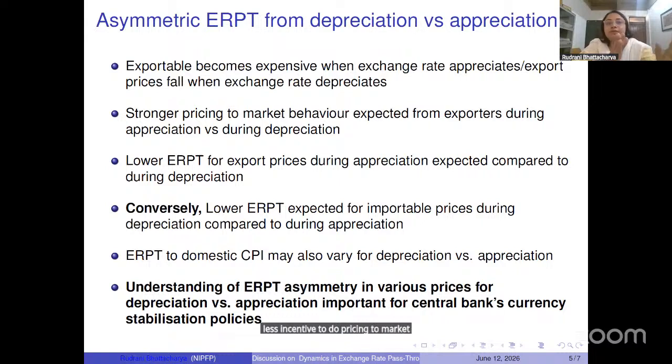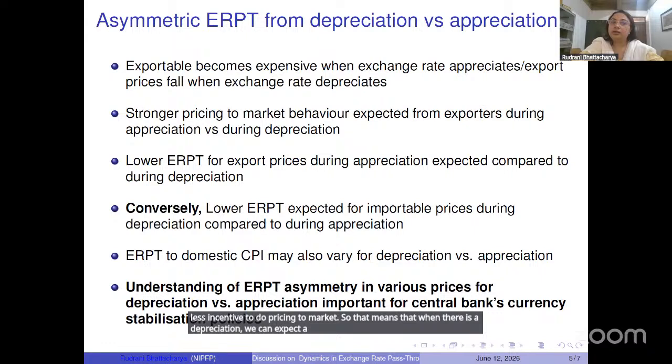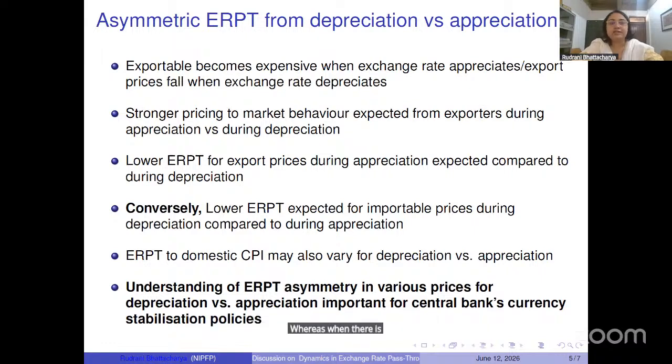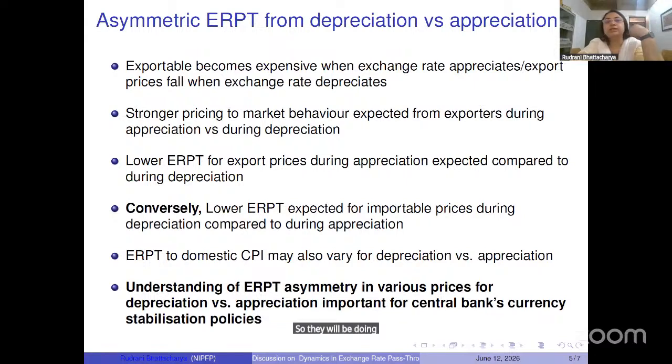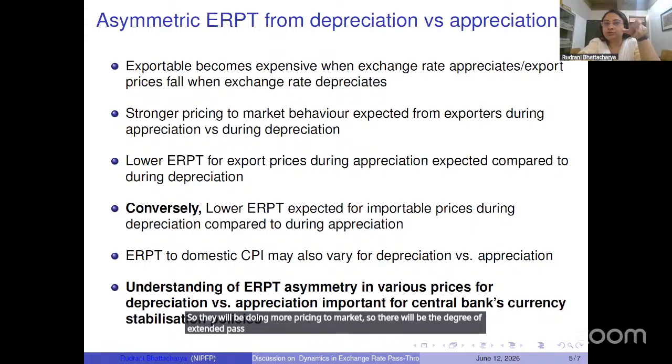So that means that when there is a depreciation, we can expect a higher pass-through in exportables. Whereas when there is an appreciation, the exporters don't want to raise prices as much in the market abroad. So they will be doing more pricing to market. So the degree of exchange rate pass-through is expected to be lower.